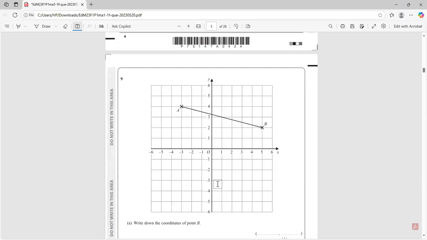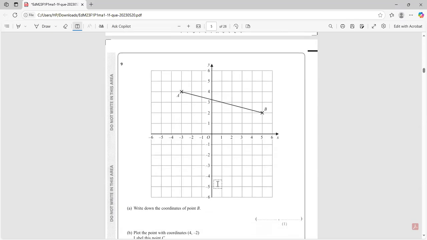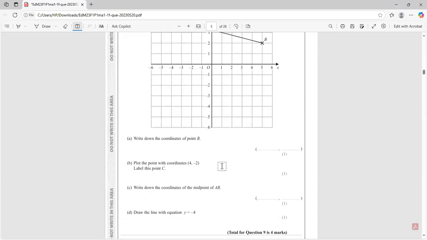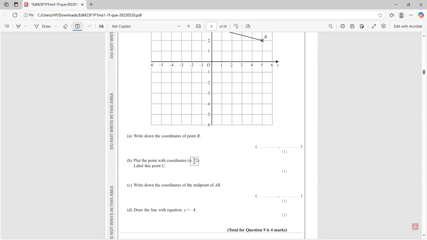Okay, so this is a graph. It says write down the coordinates of point B. The x-axis is 5, y-axis is 2, so that's 5, 2. Plot the point with coordinates 4, -2. That would be here. Label this point C. What next? Write down the coordinates of the midpoint of AB.